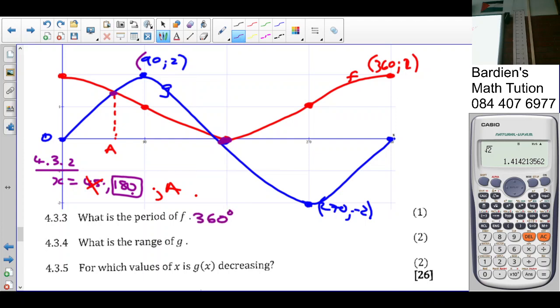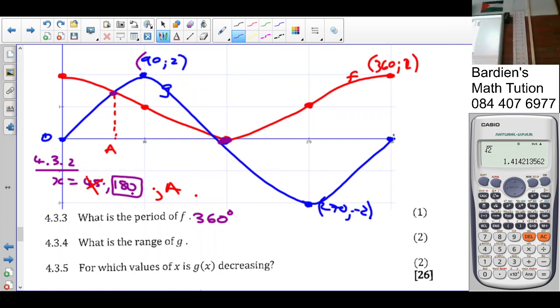Yes? Where both graphs touch each other, doesn't it mean that's where they intersect? Yes, they are equal. But going back to 4.3.2.